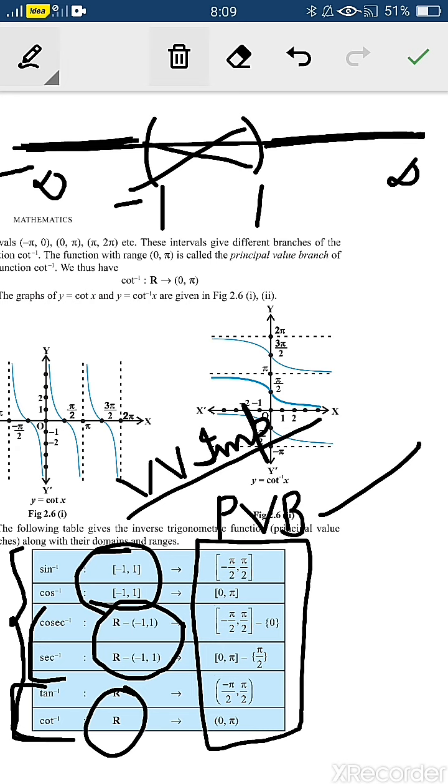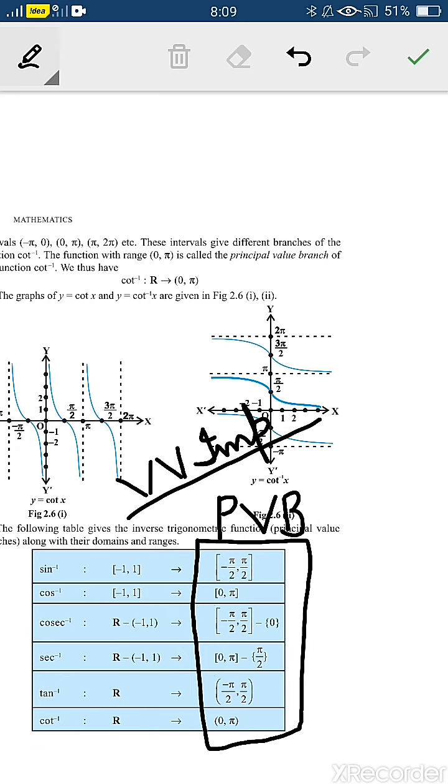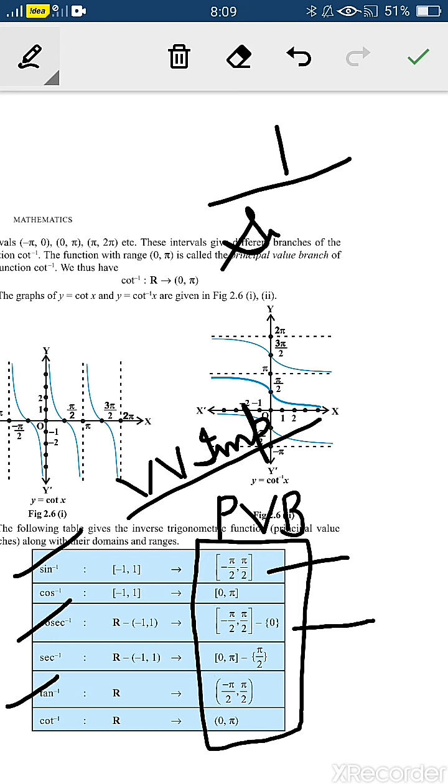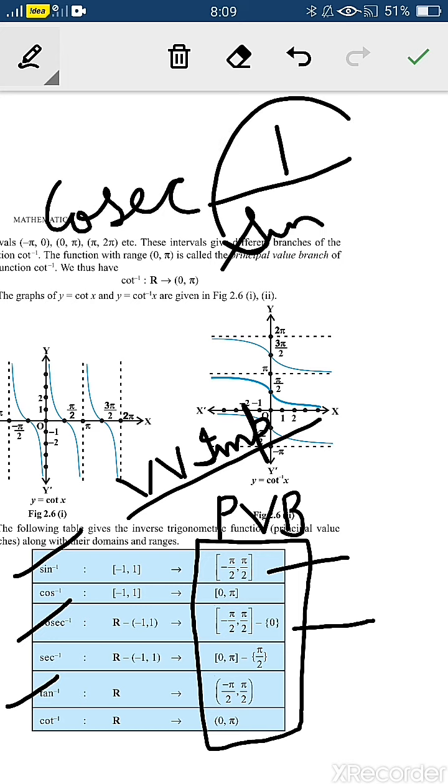There are three friends, sine, tan and cosecant inverse. They live together, they stay together. Their intervals are -π/2 to π/2, and for cosecant inverse -π/2 to π/2 except 0. Why 0? Because cosecant is 1 upon sine. I know that it does not exist without an angle, but for the sake of simplicity I am saying this.